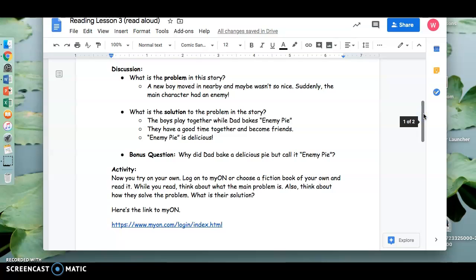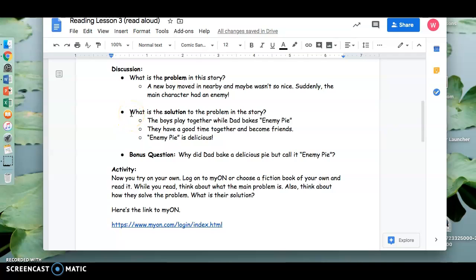What is the problem in this story? I think the problem was a new boy moved in nearby, and maybe he wasn't so nice. So suddenly the main character had an enemy.